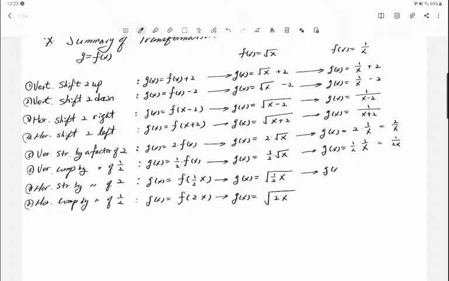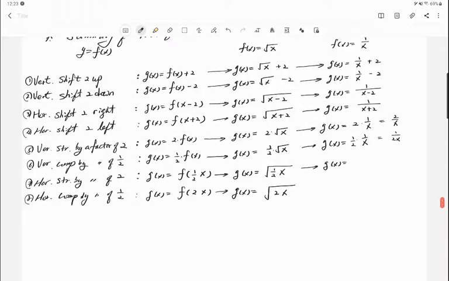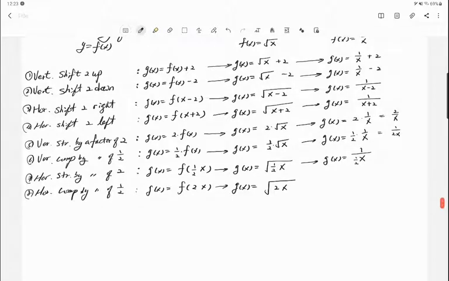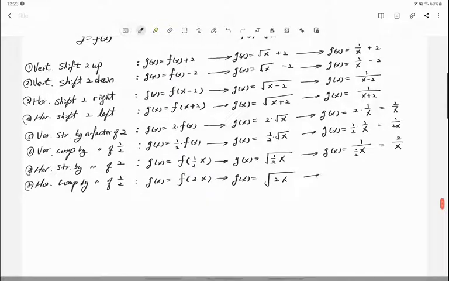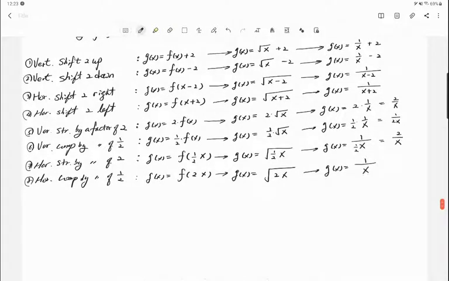Okay, and then if we want to translate horizontal stretch by a factor of 2, that means you have to multiply x by what? Factor of 2, so the reciprocal of 2 is 1 over 2. Then if we rewrite it, it's going to be 2 over x, right? And then finally, when you do a horizontal compression by a factor of 2, that means multiply x by what? The reciprocal of 1 over 2, which is 2. That's it, right?